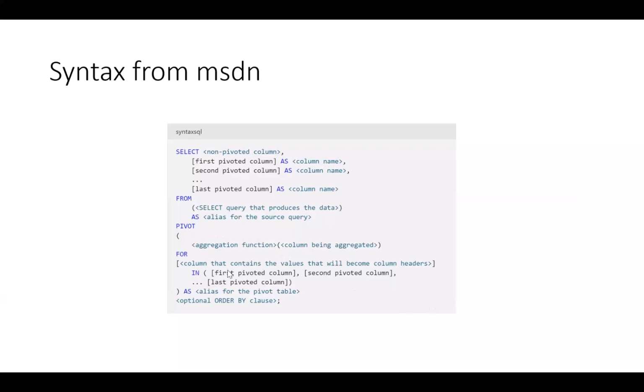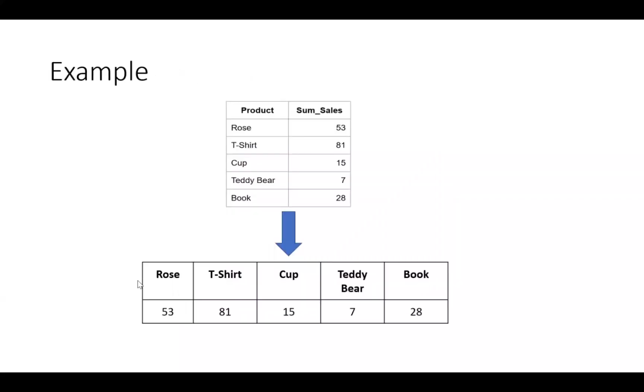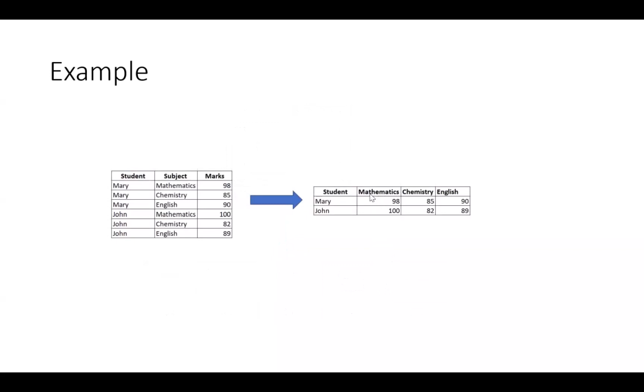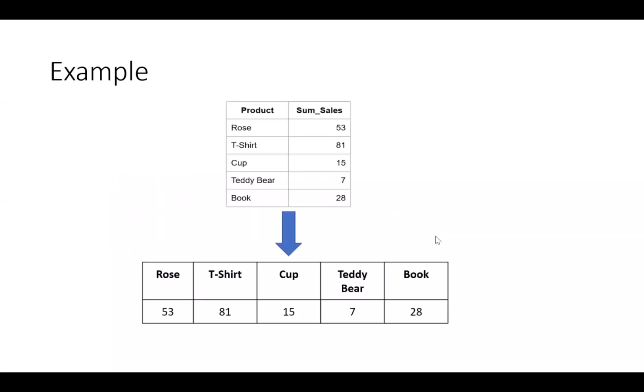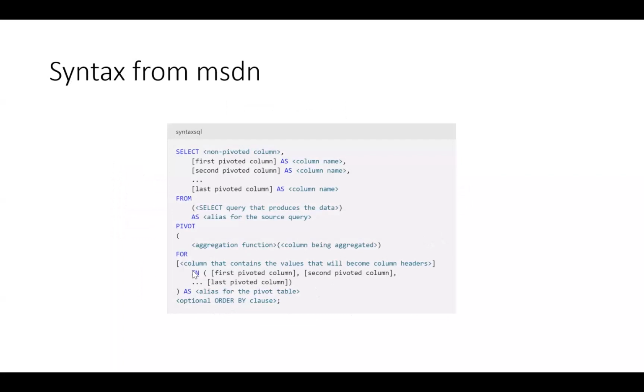So you use your aggregation function, and then you say you want to pivot for, and then you supply a set of columns. In this case, those columns would be, and you have to name it in the query, rose, t-shirt, cup, teddy bear, book, because these are actually your column names. In this case, those column names would be math, chemistry, English, and so on. So in your column names, you will actually give what you want to see as column names. What are those values that you actually pivoted? And then again, you alias that table as pivot table. I normally just call it P for pivot.